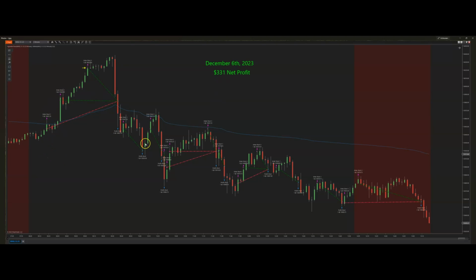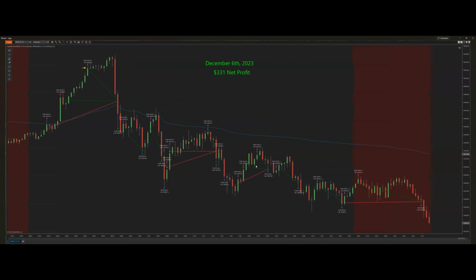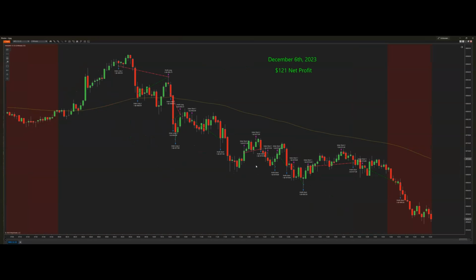So you can see all the various trades that it took here. And on MES, same day here, did $121 in net profit. You can see the different trades that it took. So between the two instruments for the day, it did about $450 of profit.